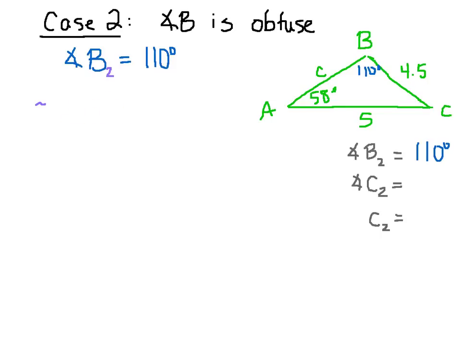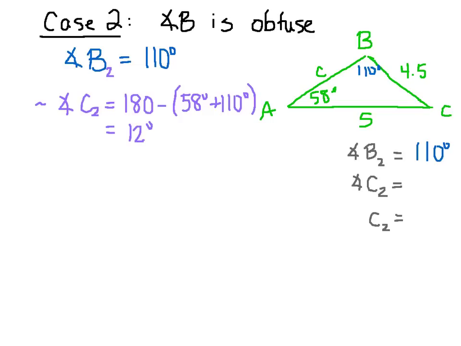All right, here's how you find angle C. Angle C is found by taking 180 minus 58 degrees plus 110. This gives you a 180 minus a 168, which gives us 12 degrees. So angle C is only 12 degrees in this case too.